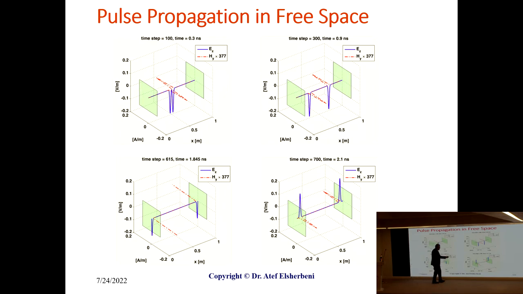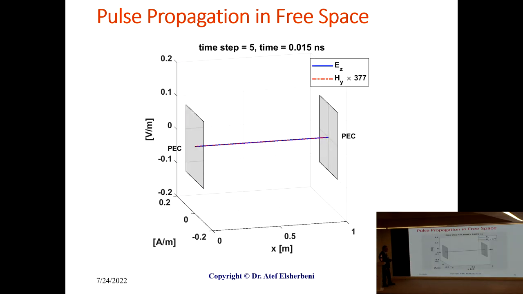When the pulse starts to hit the electric conductors at the edges, you can easily see that the electric field is going to reflect with a reflection coefficient equal to minus one. The magnetic field is going to reflect with a reflection coefficient equal to one, and is basically continuous. It's a very simple one-dimensional code that illustrates the performance.